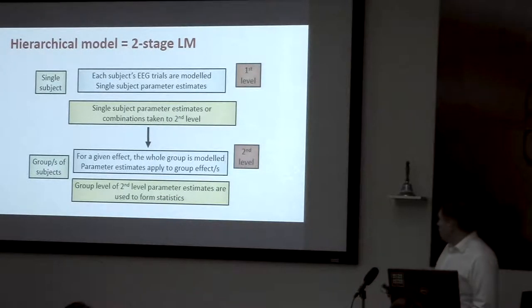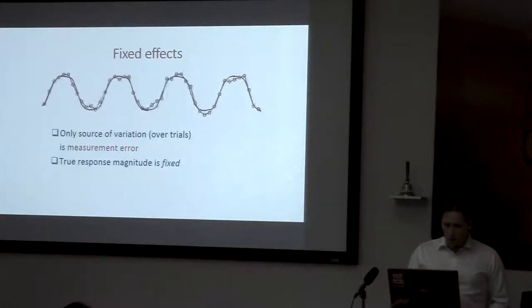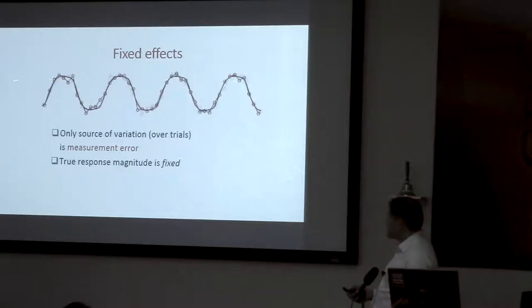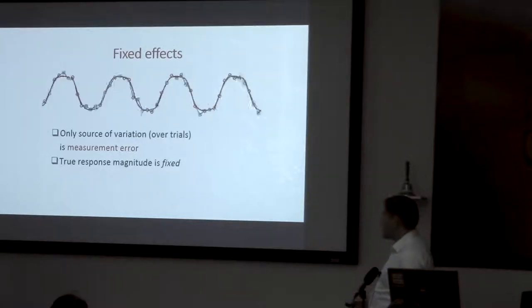And so that's your group level estimates. Another illustration of this. So that's your fixed effect. Okay, so you measure something in time, and you've got some measurement error. So that's your variance over trials.